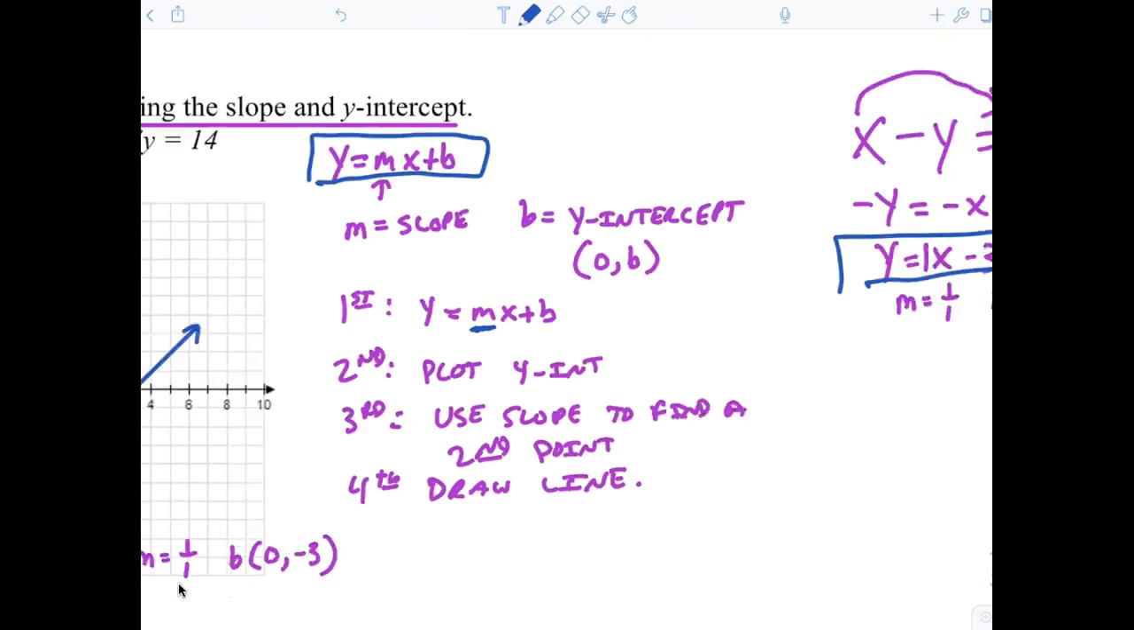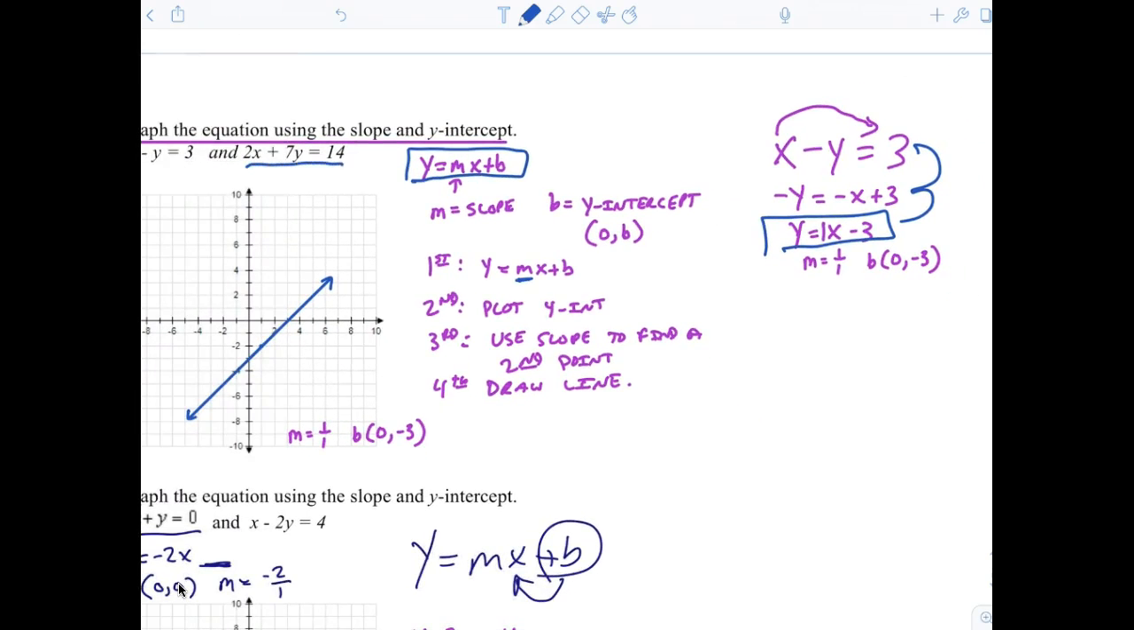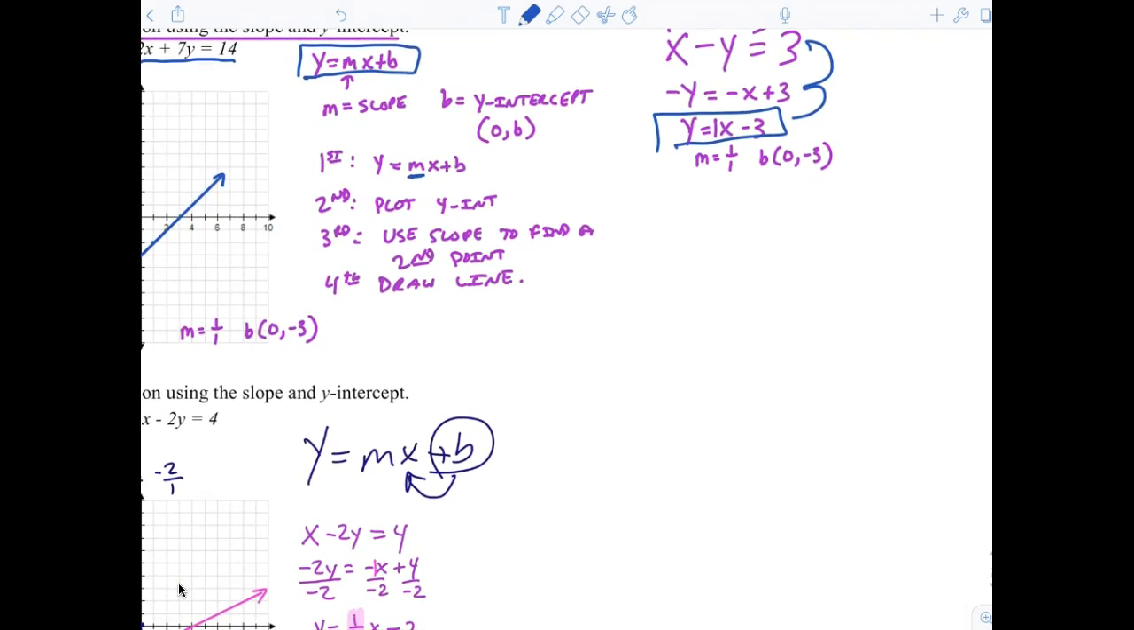All right? Now what I want to do is look at this equation: 2x plus 7y equals 14. So I'm going to write that down. Now, 2x plus 7y equals 14 is not in the right order. So if it's not in the right order, what do I have to do? I have to move the 2x, right? If I move the 2x over, it becomes 7y equals negative 2x plus 14.